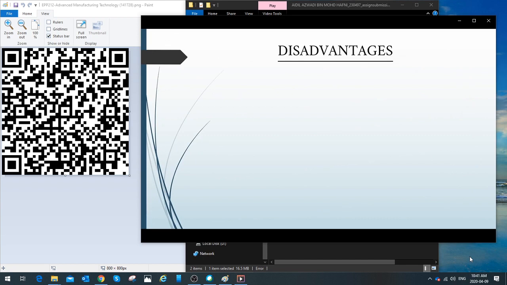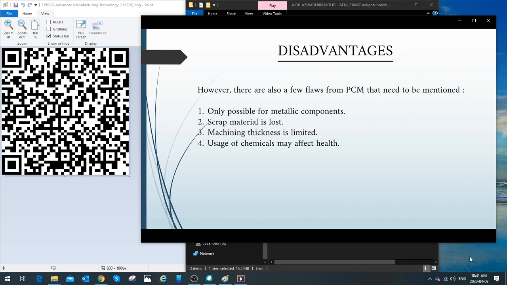Next is disadvantages of photochemical machine. Number one, it is only possible for metallic components. Second, scrap material is lost during the etching process. And third is, machining thickness is limited. And the fourth, the usage of chemicals may affect the health.